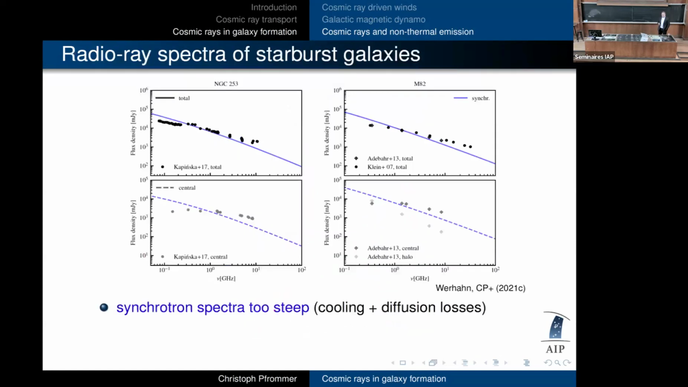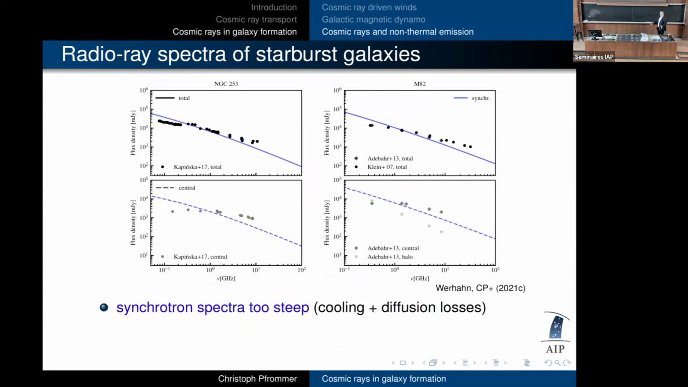That's not what we observe. We observe flatter spectra. These are the data points. This is the synchrotron emission of our models. That is why this colorimetric theory has been discarded for the last 20 years.